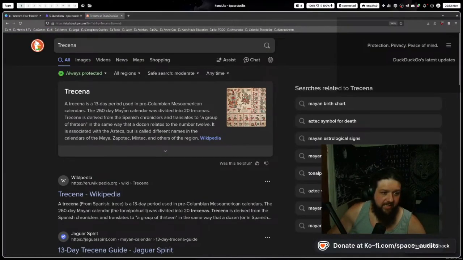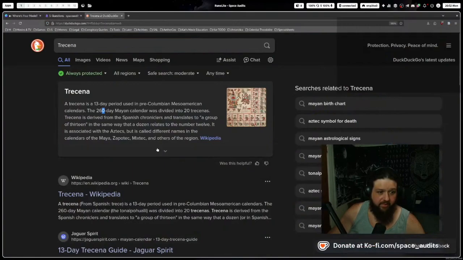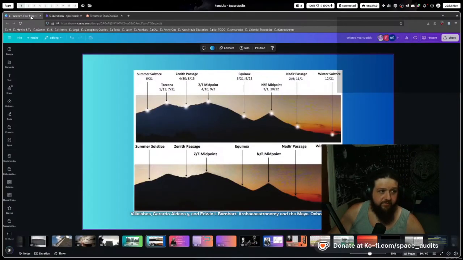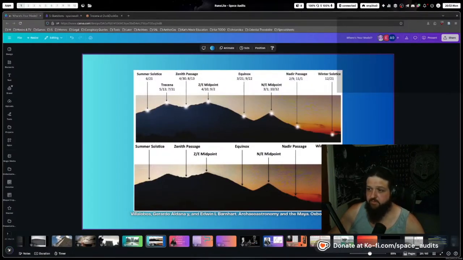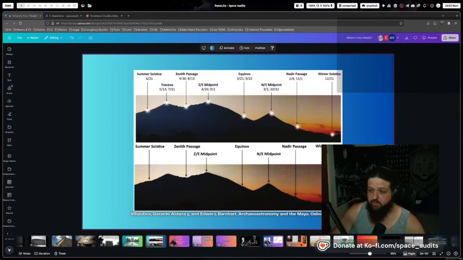Tzolkin is a 13-day period used in the pre-Columbian Mesoamerican calendars. The 260-day Mayan calendar. Oh, that's right. There were some additional diagrams for this that showed how it related to the 260-day one as well. So that's saying that it aligns with like seven different calendars then. It's got summer solstice for the solar calendars, the lunar ones, and then the Mayan. It lined up with the 260 and the 360 or the 365 or whatever we're using now.